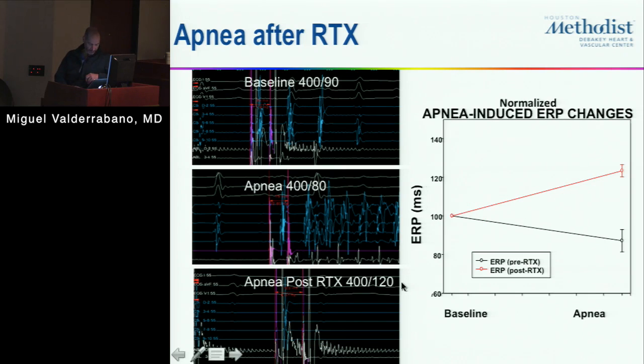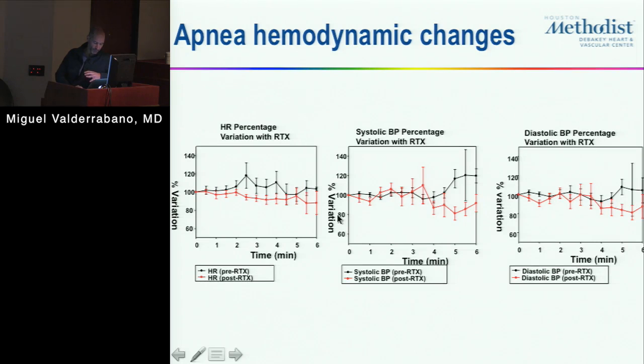So if you summarize the data, when we normalize the ERP to 100% of the baseline, pre-drug apnea dropped the refractory period by about 30%. Post-RTX, apnea increased the refractory period. And we could no longer induce AFib with a single extra. So at least we could show that the sensory neurons that we ablated with RTX played a role in the electrophysiological response to apnea and the susceptibility to AFib induced by apnea. It also changed the way the blood pressure responds to apnea.